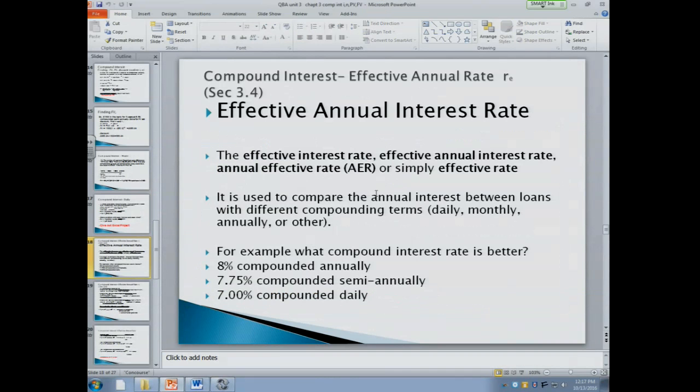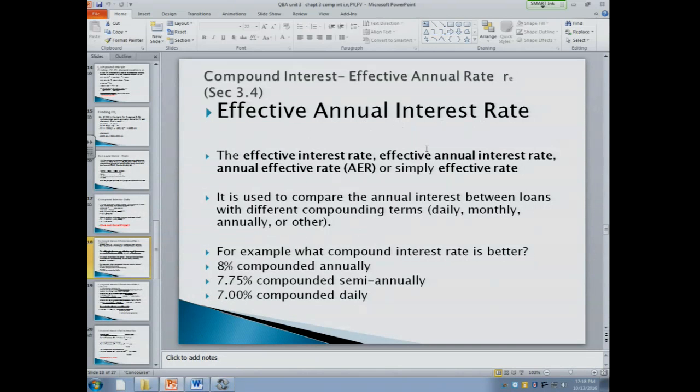Now, Section 3.4 in the book. We have different interest rates. For example, we might say 8% compounded annually, 7.75% semi-annually, 7% daily. So if we go to 3 different banks, we don't know which one's the best interest rate. So by law, they're required to give us the effective annual interest rate. In other words, change all 3 of these into an annual interest rate so we can compare as the consumer.